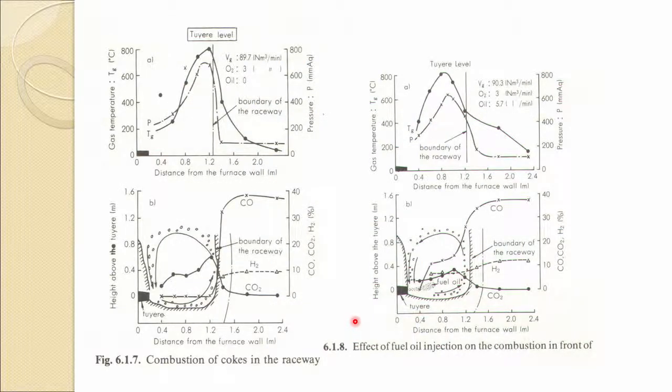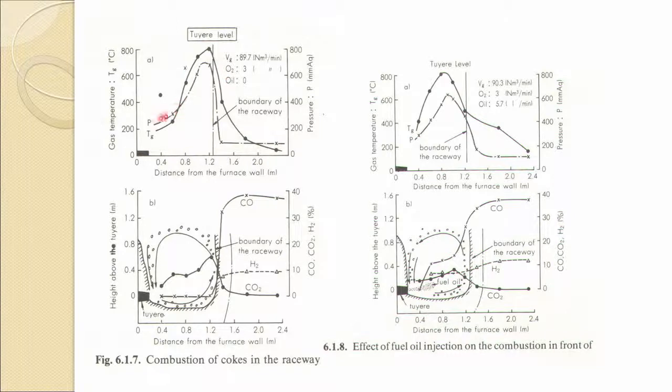So, if you look at this figure, in this one we have distance from the furnace wall. So, this is actually the tuyere. Away from the furnace wall, you will see this is the boundary of the raceway, and this is the gas temperature. You can see the gas temperature is increasing as long as CO2 is formed, that is an exothermic reaction. So, gas temperature is increasing, and as soon as CO starts forming, which is more endothermic, the temperature drops down.